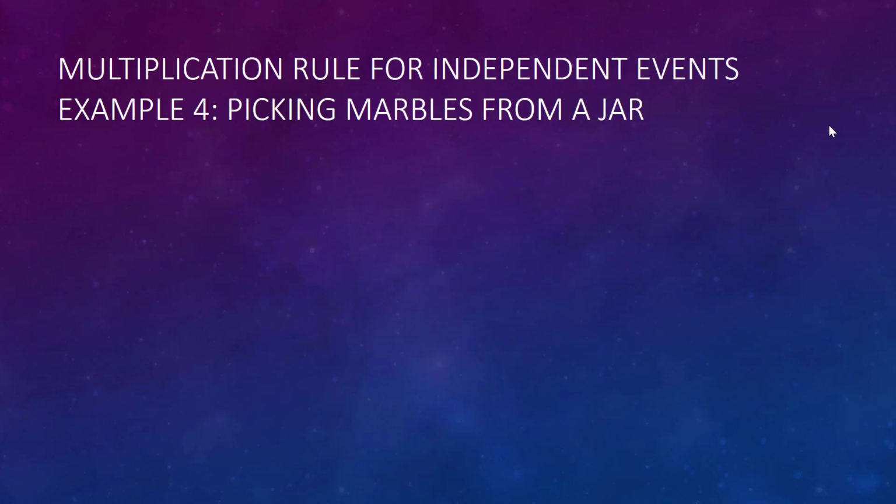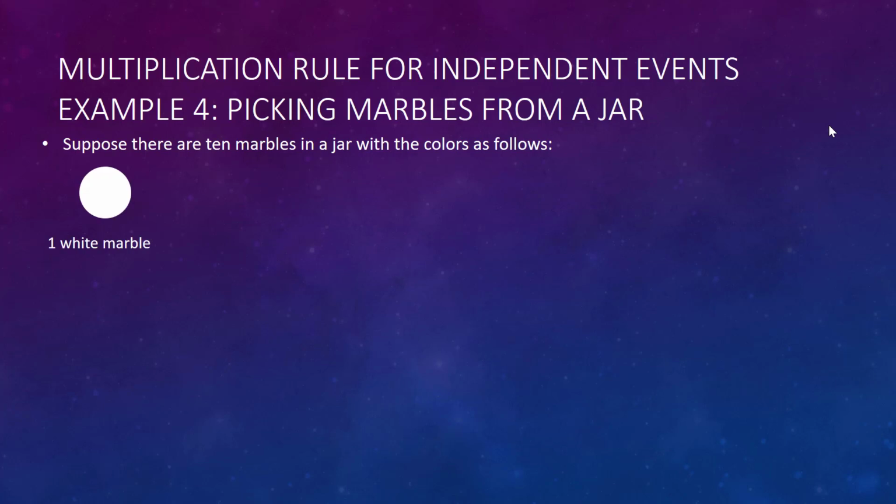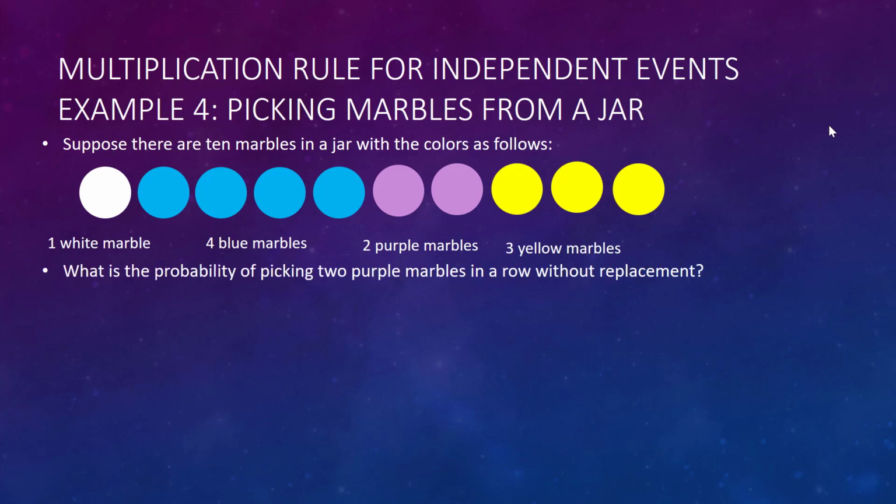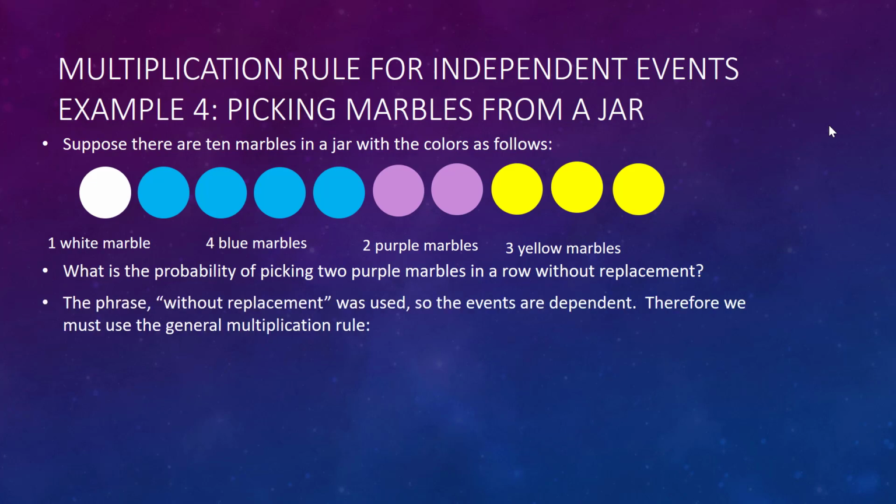Example 4, picking marbles from a jar. Suppose there are 10 marbles in a jar with the colors as follows: 1 white marble, 4 blue marbles, 2 purple marbles, and 3 yellow marbles. What is the probability of picking 2 purple marbles in a row without replacement? The phrase without replacement was used so the events are dependent. Therefore, we must use the general multiplication rule, which states that the probability of event A and then event B occurring is equal to the probability of A times the probability of B, given that A has already occurred.